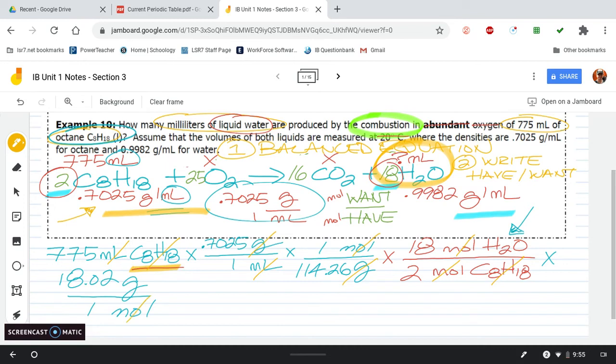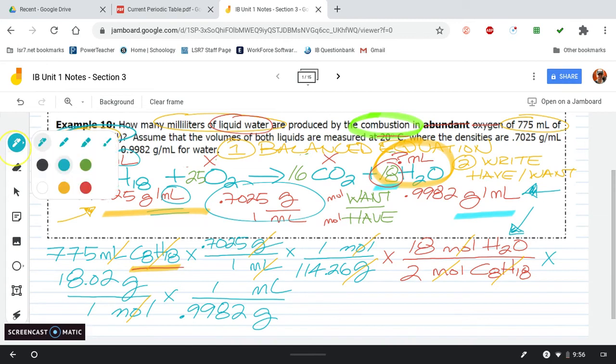Moles cancel. And now we're going to go ahead and use density as a conversion factor because it has this very nice conversion into milliliters for us. So that's 0.9982 grams for every 1 milliliter. So I'm going to get rid of the grams. I'm going to put the milliliters on top, and it's 0.9982 grams for every 1 milliliter.